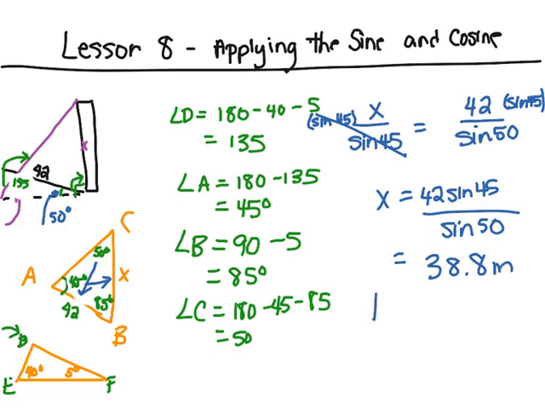So the height of the totem pole is 38.8 meters tall.